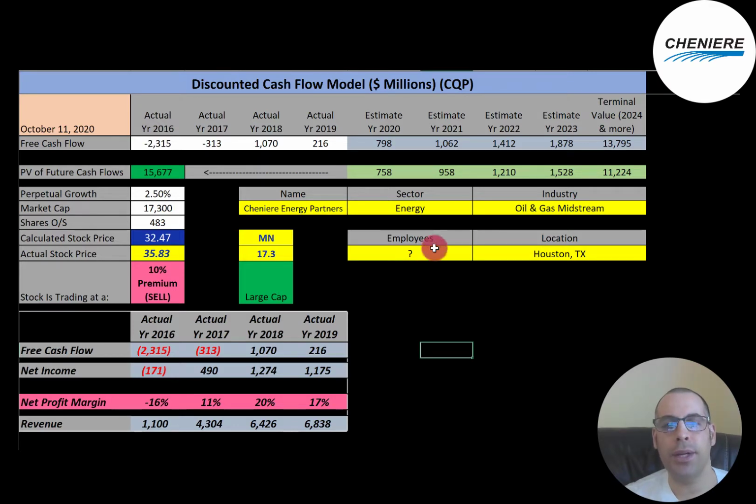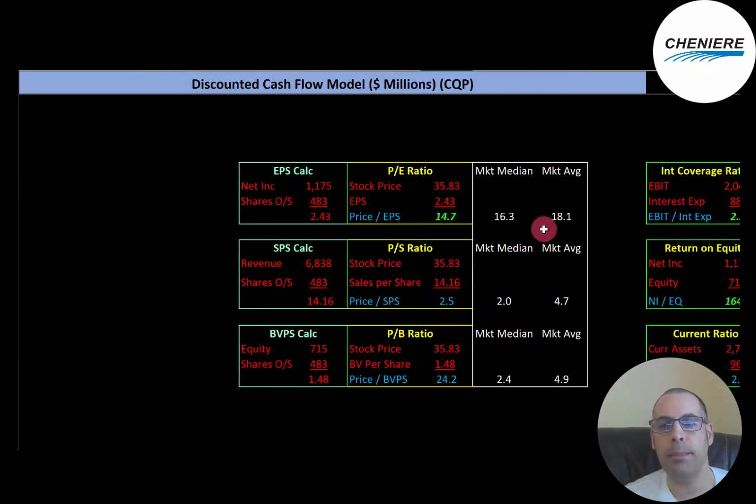Let's look at the financial ratios. They have a good PE. The median for the market is 16.3. The average is 18.1. PE is stock price over earnings per share. To calculate earnings per share, that's net income over shares outstanding. I like to see below 15. They're at 14.7. So investors are paying $14.70 for $1 of earnings.